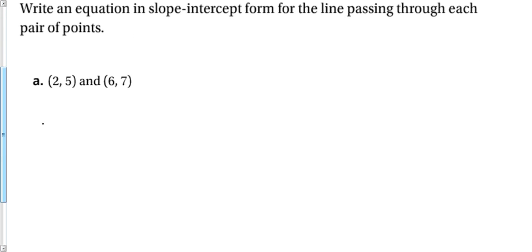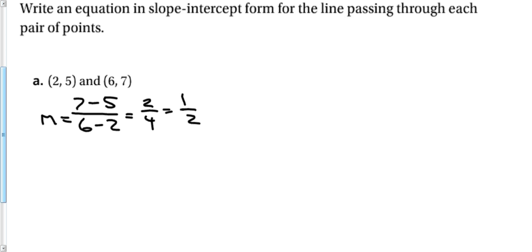Let's first find the slope. The slope is going to be equal to y2 minus y1 over x2 minus x1. So this is going to be 2 over 4, which is equal to 1 half. Now, I can take either point. I can take this point or this point and substitute for x and y. If I pick the first point, x is 2, y is 5. If I pick the second point, x is 6, y is 7. Let's use the first point right here.